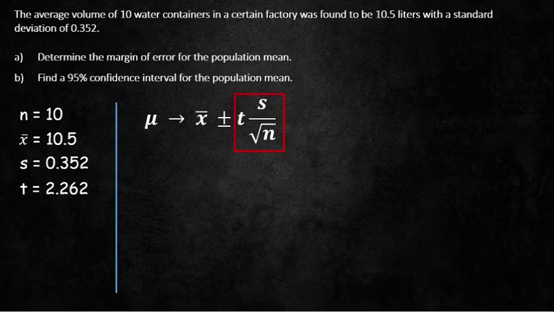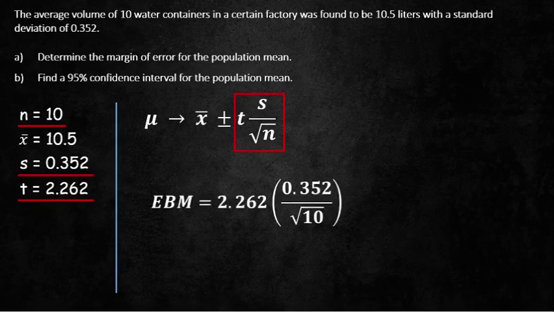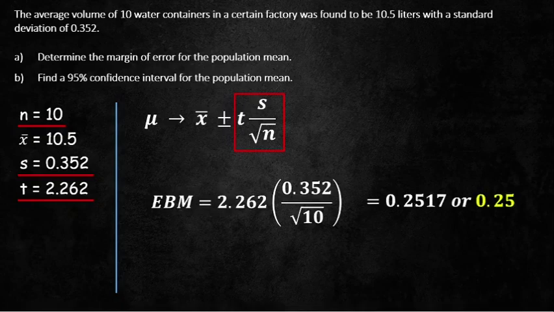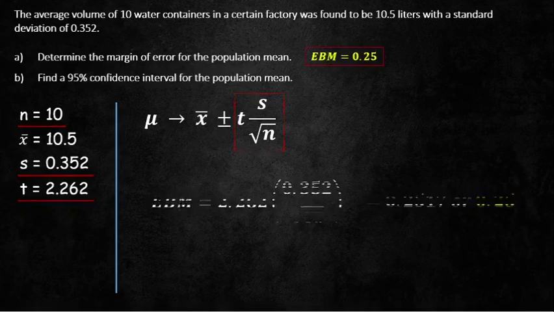So we already have the values for t, s, and n. Substitute the values into the formula, and this is how it's going to be. 2.262 times 0.352 divided by the square root of 10 is equal to 0.2517, or 0.25. This will now be our answer for letter A.